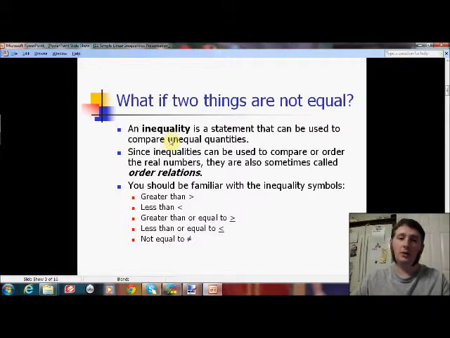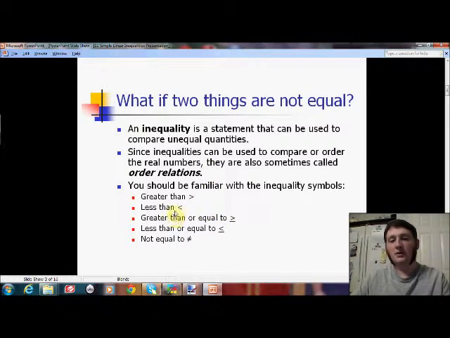Well, what is an inequality? It's a statement that compares unequal quantities. Equation means equal. Inequality obviously means not equal. These are sometimes called order relations. You don't hear that a lot, but if you were sitting in freshman college math, and your math professor starts talking about order relations, and then he starts putting these symbols on the board, maybe you'll remember I mentioned that sometimes they get called order relations instead of inequalities.